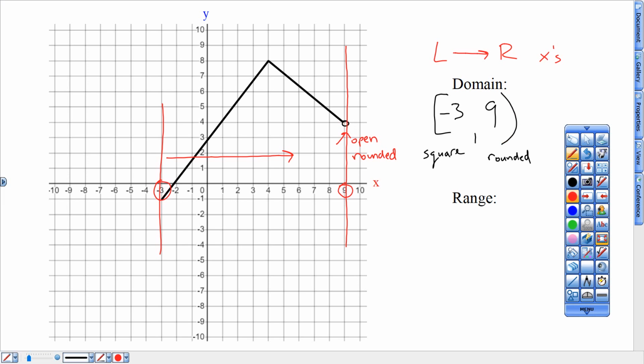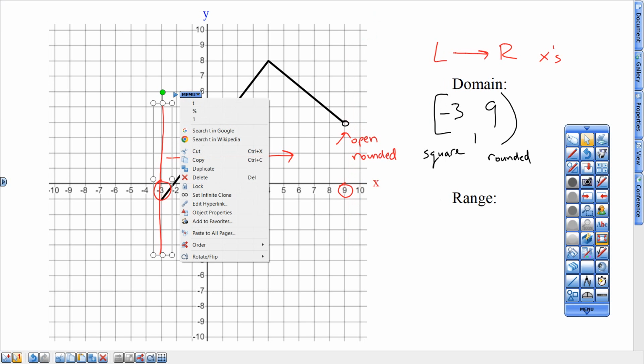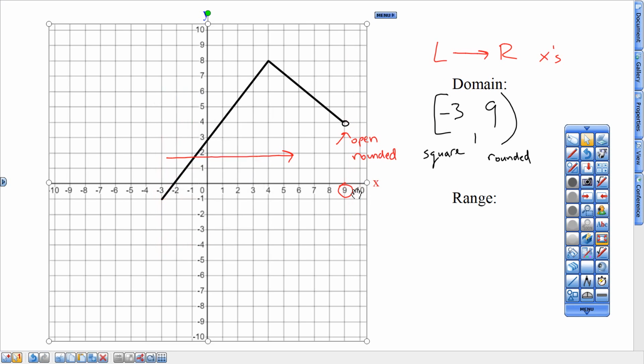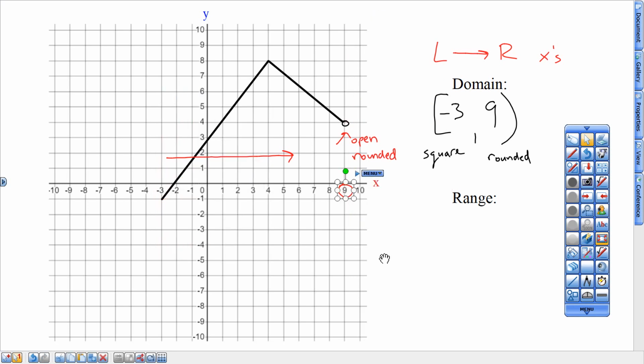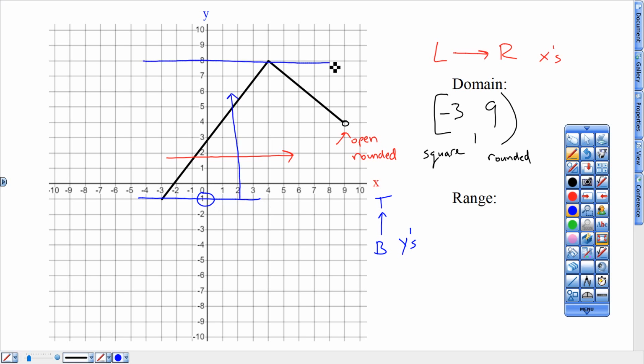All right, let's do range. Let's clean this up a little bit because these boundary lines sometimes cause some confusion. When I look at range, I don't look at the X numbers anymore. I use the Y numbers. Range is from bottom to top, using the Y's. So if I look, the bottom part of this graph starts at -1 and goes all the way up to 8. That's where I'm getting that.